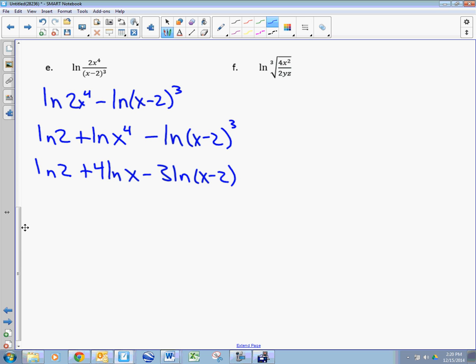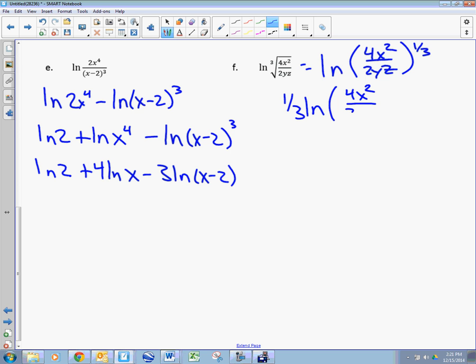Thoughts on F, our last one that we try, and then we move to something different. Cubed root, thank you. This is the natural log of 4x squared over 2yz to the 1/3 power. So as I think of it like that, what is the first thing you need to undo? The 1/3, because everything is being taken to the 1/3. That's the outermost structure of it. So 1/3 natural log of 4x squared over 2yz.